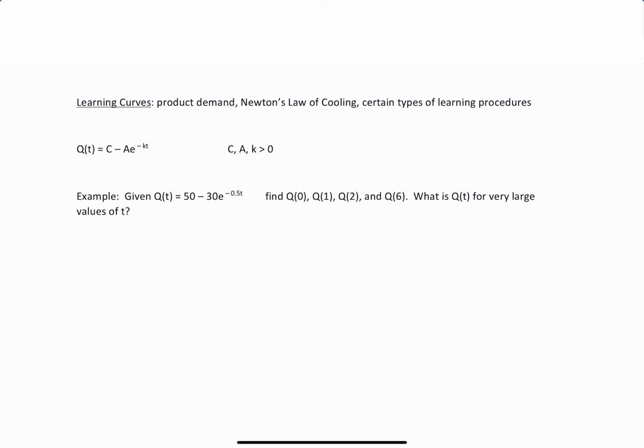Another mathematical model that uses exponential functions in it is something called learning curves. And these describe, among other things, product demand, Newton's law of cooling, certain types of learning procedures. And this model is of the form Q of t, quantity at time t, is c minus a e to the minus kt, where c, a, and k are all positive constants.